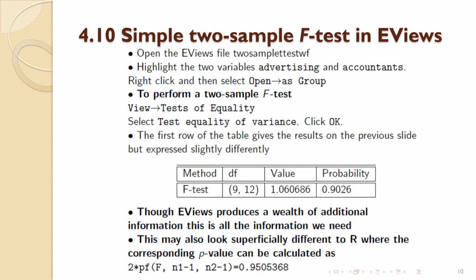Superficially it's different to R, where the corresponding p-value could be calculated like that. I am a little bit concerned here because, as far as I can see, the value in R should be the one that's correct, and for whatever reason, you get slightly different answers between EViews and R. And I suspect there are certain instances where there is a discrepancy like this, where R is the one to trust rather than EViews.